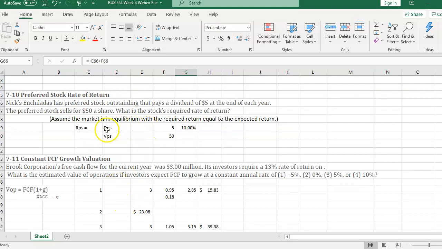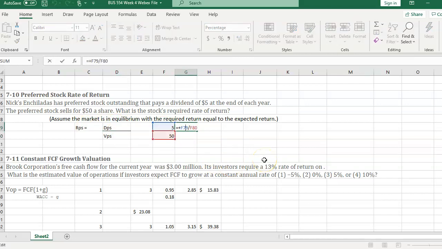Then for preferred stocks, the R sub S is simply dividend divided by the value of the stock. 5 divided by 50 is 10%.